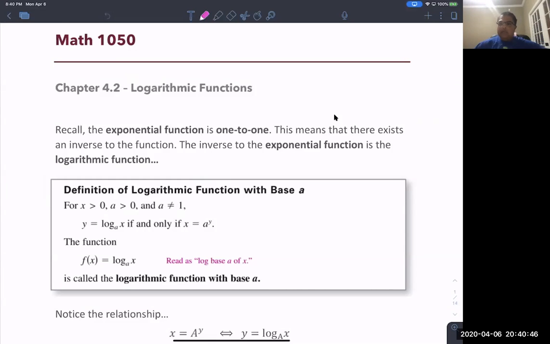Welcome back, everyone. So today we're going to be talking about logarithmic functions. Now, for many of you, this is the first time you're actually dealing with logarithms. So we're going to go slow and introduce you to what exactly is a logarithm, what our special types of logarithms are, and properties of logarithms.